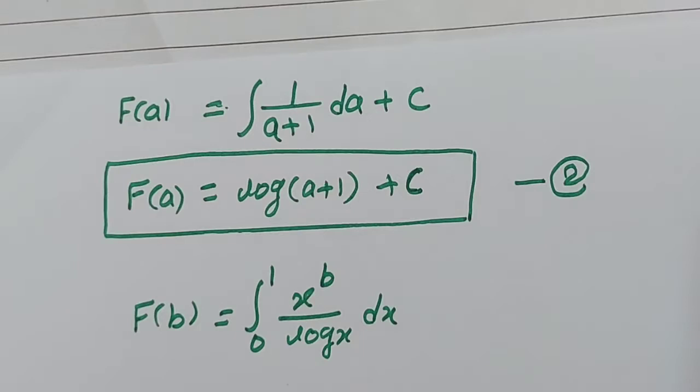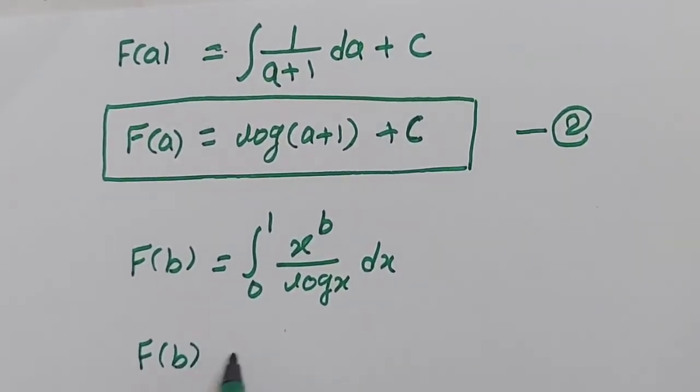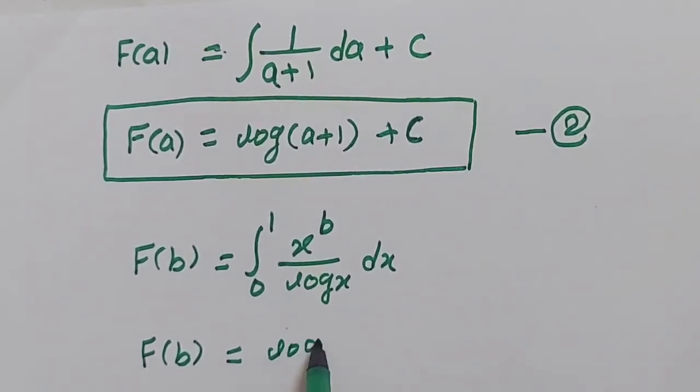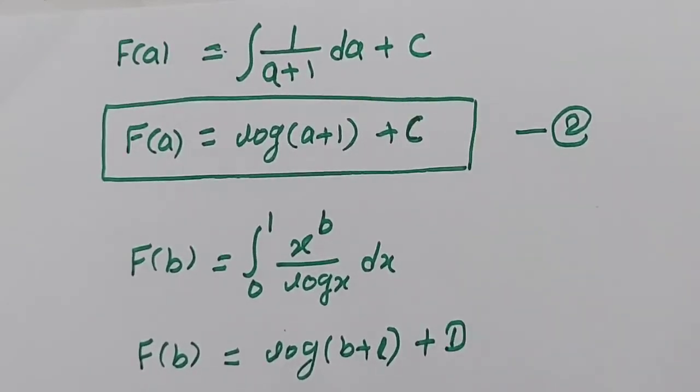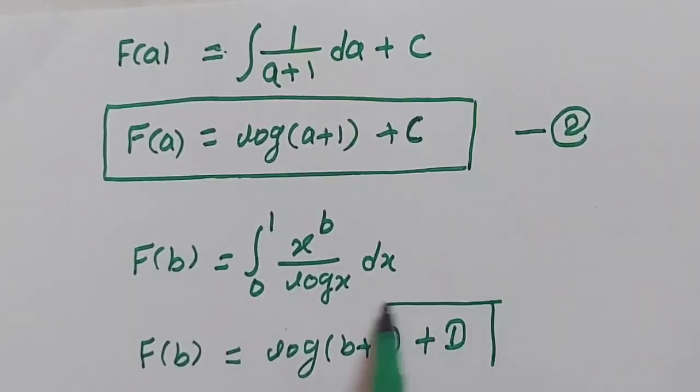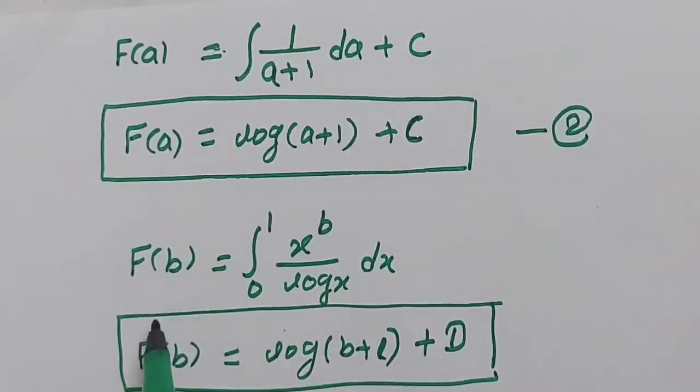So similarly f(b) is nothing but log of (b plus 1) plus we get integrating constant. Suppose we take integrating constant is d. तो ये कहाँ से लिखा है हमने, इक्वेशन 2 से, क्योंकि f(a) f(b) सेम है, जस्ट a के जगह पे b लिखना था. तो f(b) इक्वल्स टू दिस वन.